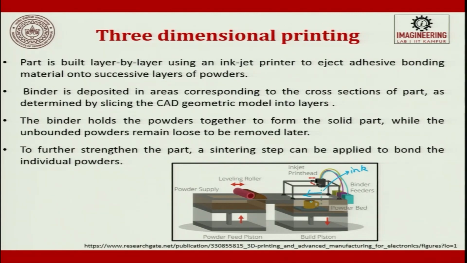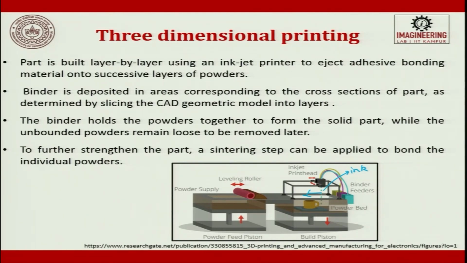This is the ink which is falling on the table. So, the part is built layer by layer using an inkjet printer to eject the adhesive bonding material onto the successive layers of the powder. The binder is deposited in areas corresponding to the cross section of the part, as determined by slicing the CAD geometric model into layers.